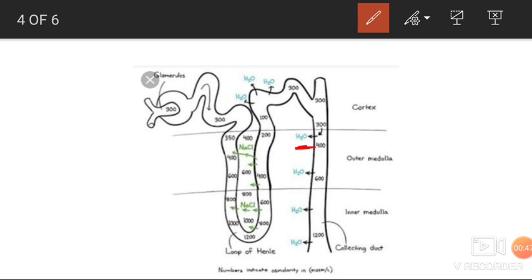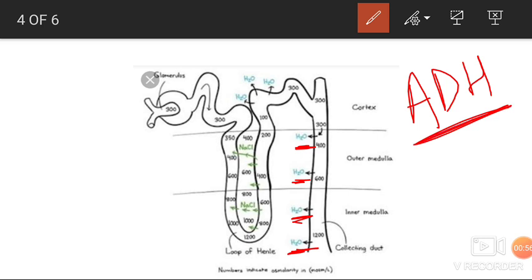This is because of this water reabsorption, and this water reabsorption is due to hormone ADH, that is antidiuretic hormone. This antidiuretic hormone causes the water reabsorption and concentration of the urine, and it preserves water. So here we can see at the end of the collecting duct, finally we get 1200 milliosmolality. This osmolality of the urine is responsible for telling us about the total water reabsorbed and conservation of water.